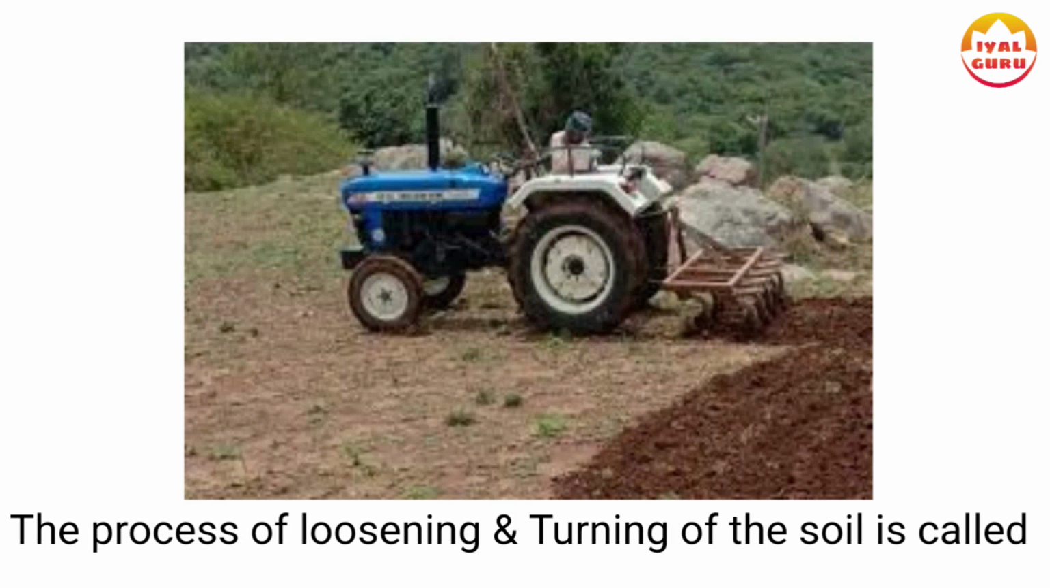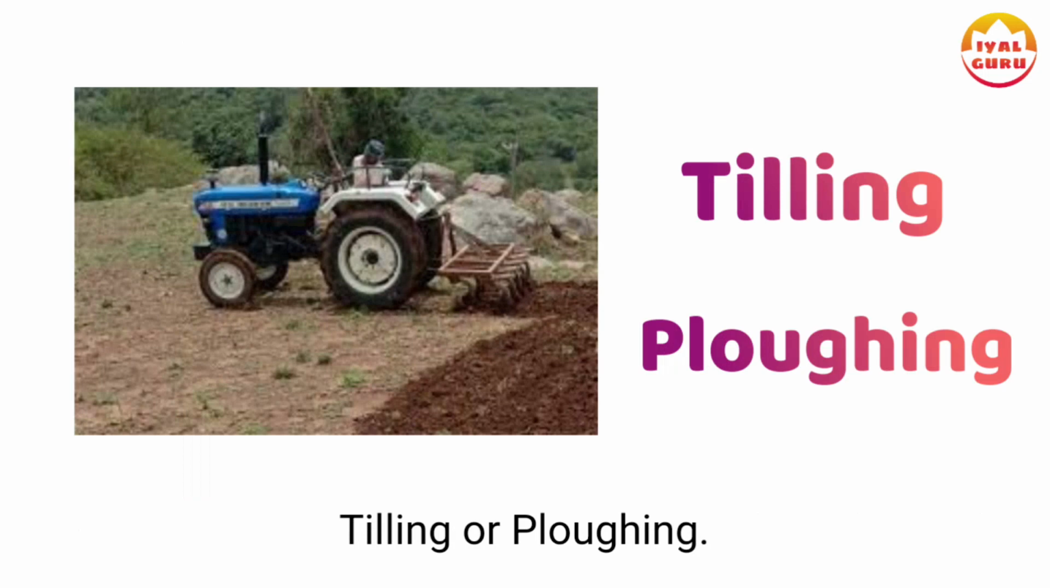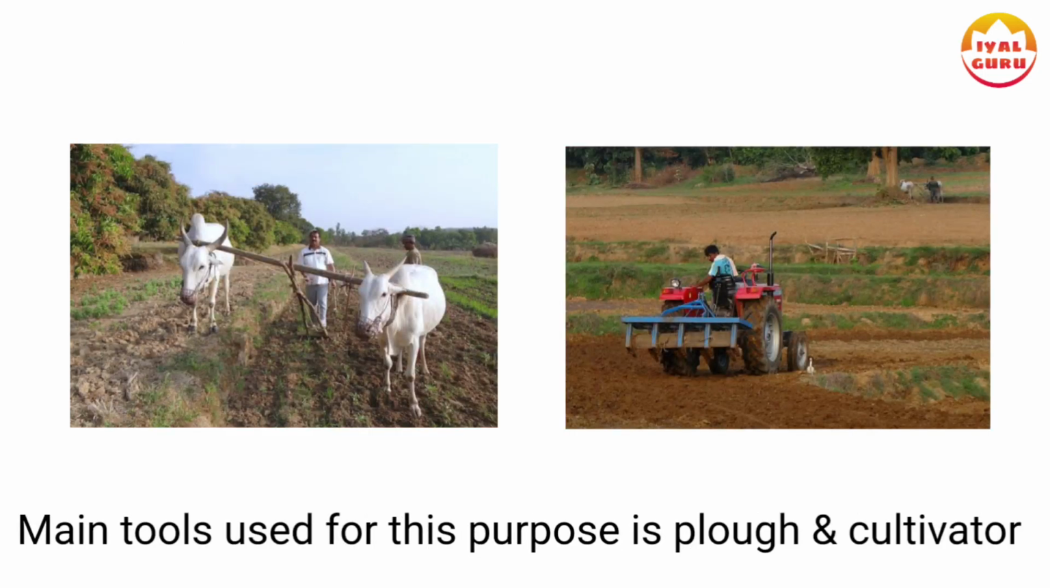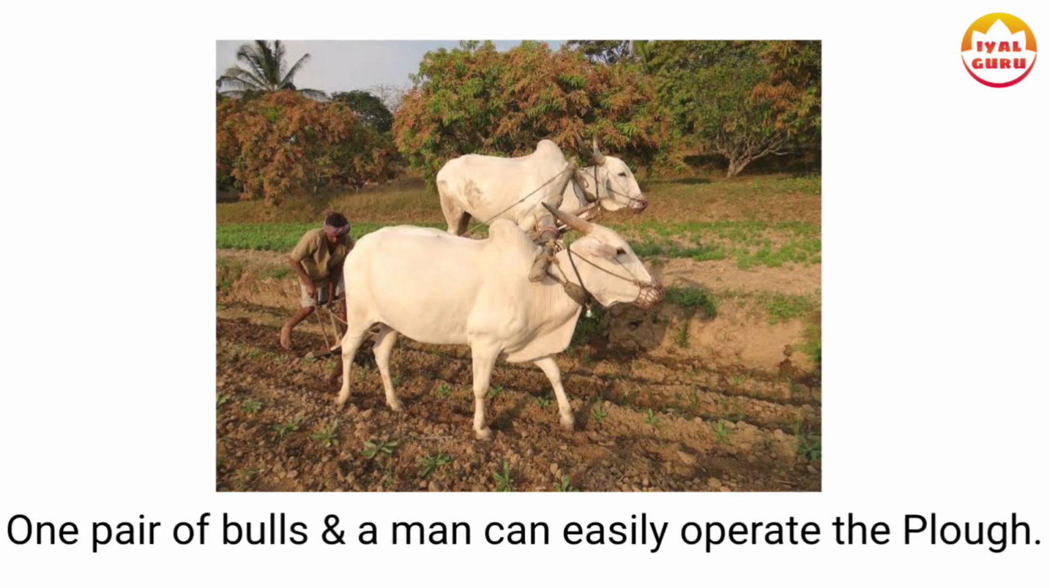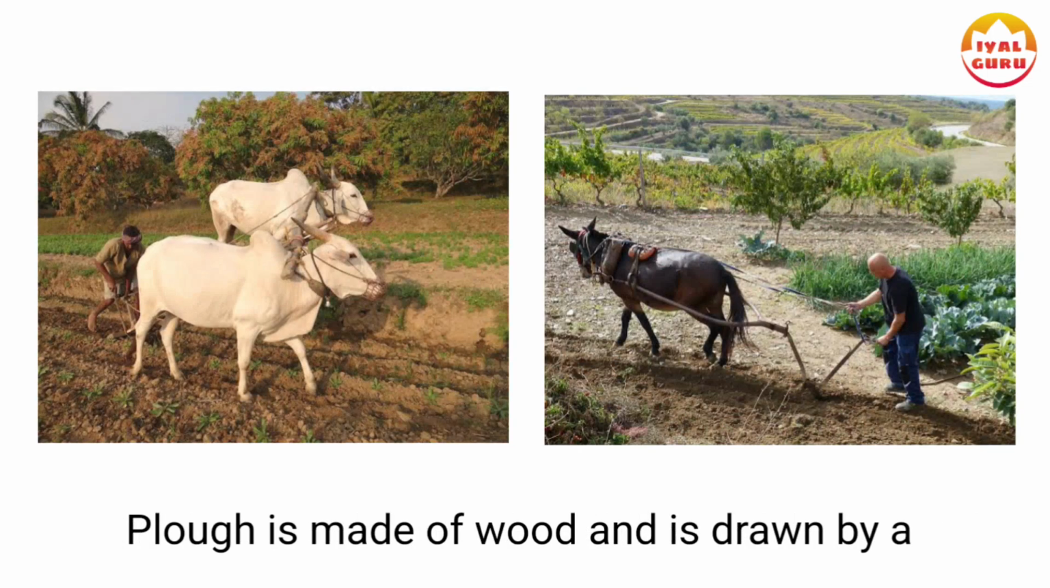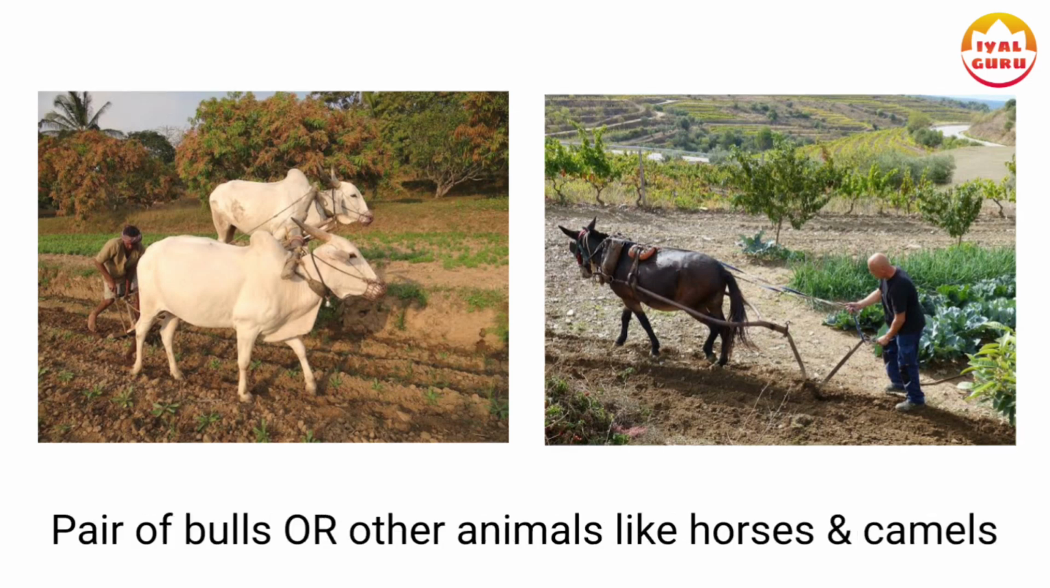So, the process of loosening and turning the soil is called tilling or plowing. The main tools used for this purpose are the plow and cultivator. The plow has been used since ancient times for tilling the soil. One pair of bulls and a man can easily operate the plow. The plow is made of wood and is drawn by a pair of bulls or other animals like horses and camels.